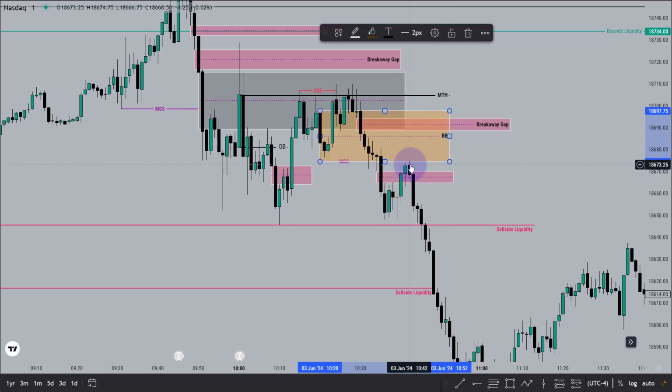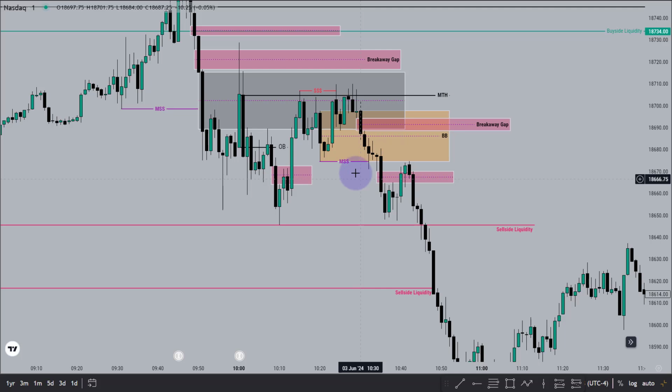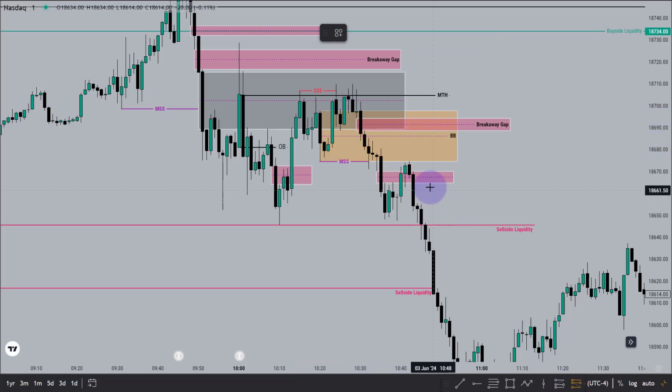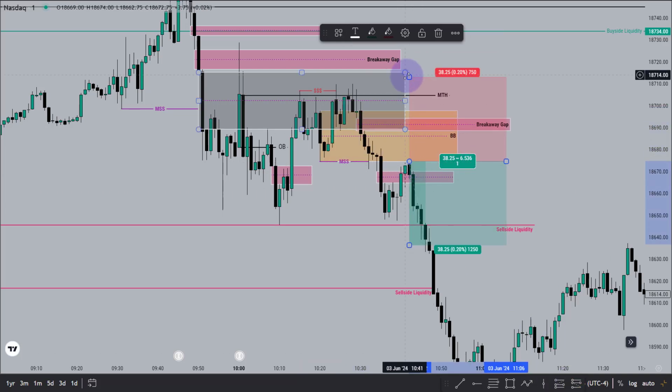This is called precision. If you don't want to take your entry from that entry fair value gap, depending on that 22 YT model, no problem. Mark your breaker block. Tap to this breaker block. Take your entry over there. Around that area, take your entry.